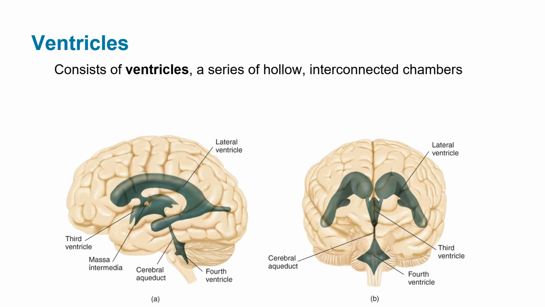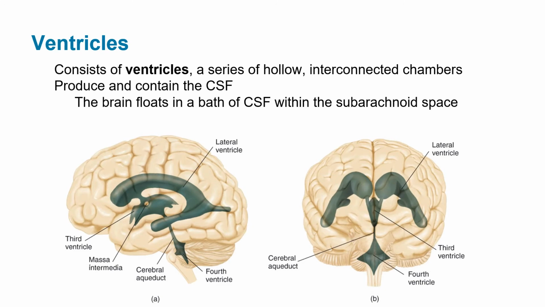Next, let's talk about the ventricles. If you remember what I said a little bit ago, the ventricles are responsible for the creation, production, and transportation of cerebral spinal fluid. They produce and contain it. The brain floats in this bath of cerebral spinal fluid within the subarachnoid space, which gives the brain protection. The brain can be very easily damaged, but because of this bath, when we have blows to the head, it reduces the potential damage to the brain.